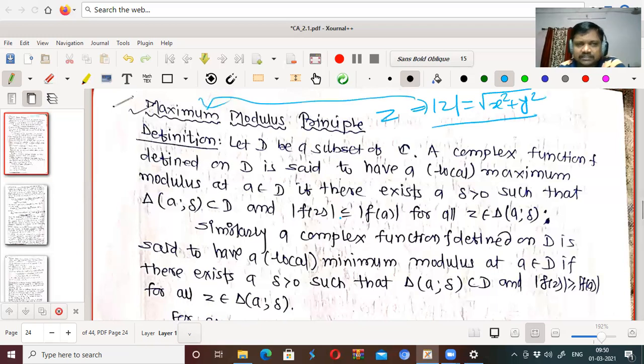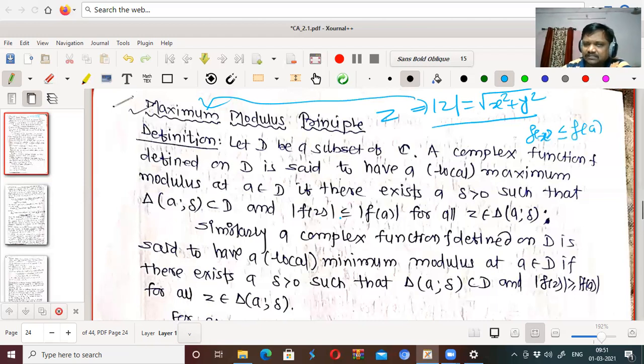Maximality means when any number or any function will be maximum in terms of its modulus. That is what we want to see. So first of all, we will go for the maximum modulus principle. We know what is meant by maximum value. The maximum value of f of x is such a value. So we say it like this.